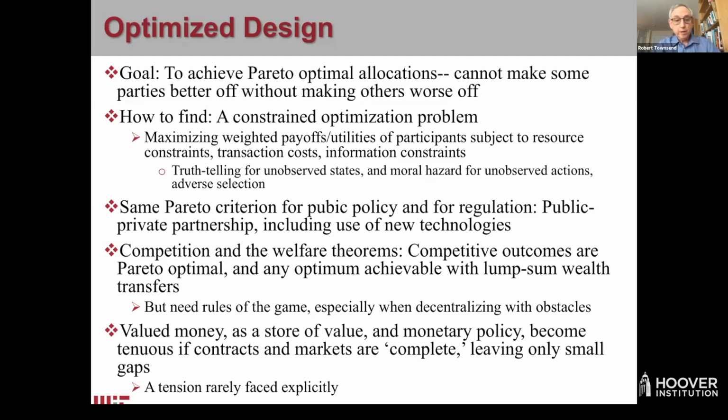So this same criterion, the Pareto criterion, is not just for private systems. It can be used to think about public policy and used to think about regulation. And typically we're going to see the need for some public-private partnerships, and that includes not thwarting, but including the use of the new technologies. A couple of words at the end of this slide about competition. Under some conditions, competitive outcomes are Pareto optimal, and any optimum can be achieved with lump sum wealth transfers.